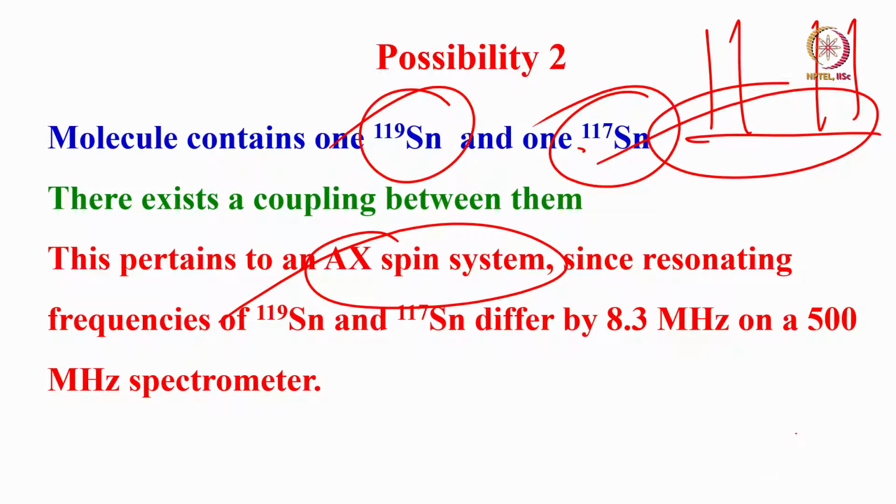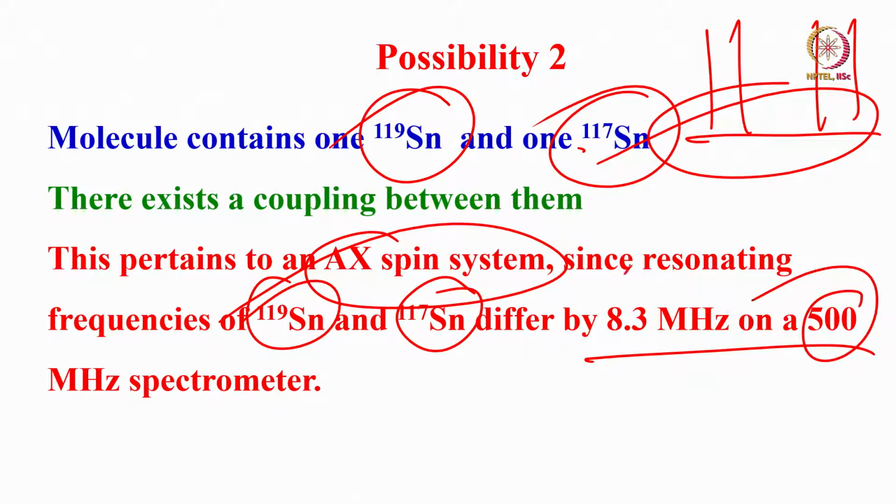And then another interesting thing is that tin 119 and 117 are separated by a large chemical shift. In a 500 megahertz spectrometer, the resonating frequencies differ by about 8 to 9 megahertz. So you don't see both of them together. You see only one nucleus at a time. You can see tin 119 NMR, only tin 119 NMR. The 117 peaks you don't see. For that you have to go to the tin 117 resonance by shifting the resonating frequency a bit.